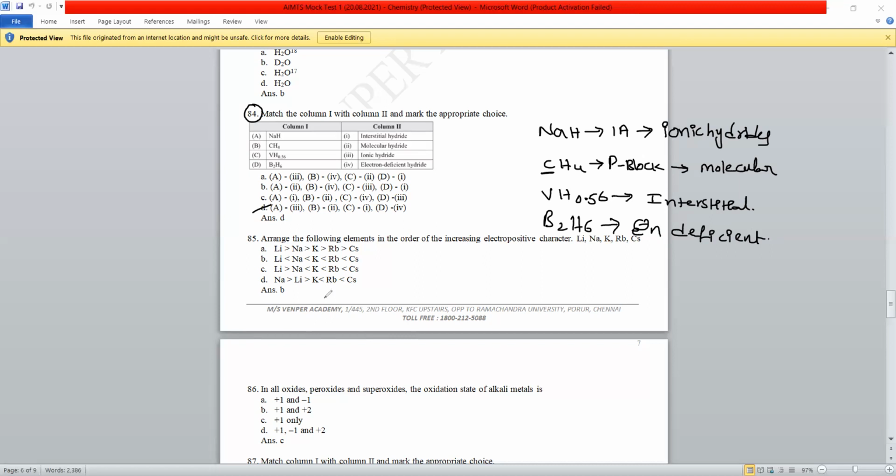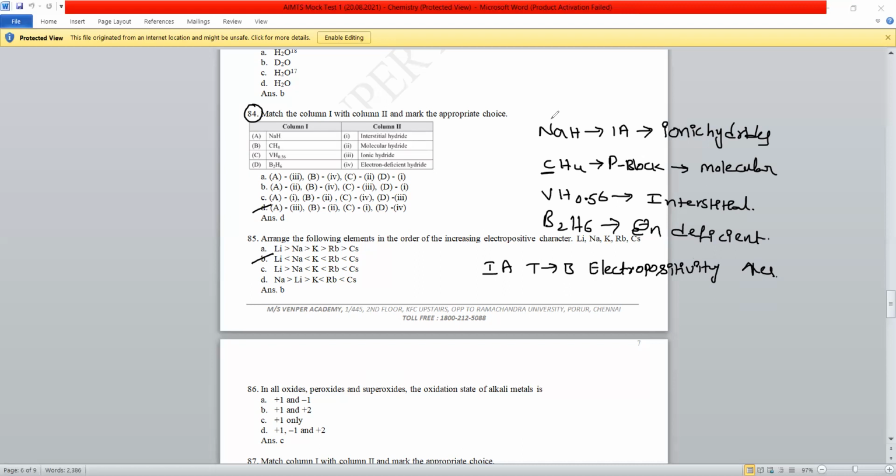Okay, next, arrange the following elements in the order of increasing electropositive character. Lithium, sodium, potassium, rubidium. 1A group elements, right? Top to bottom, electropositivity will increase. What is the reason? Top to bottom, size increases, so automatically electropositivity also increases. So option B is the correct one. Top to bottom it increases, cesium having the most electropositivity.